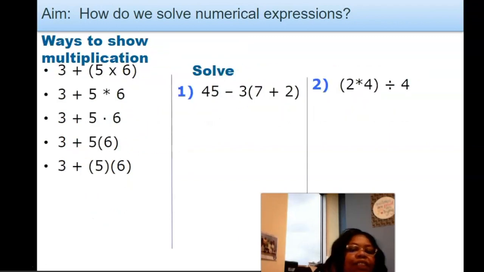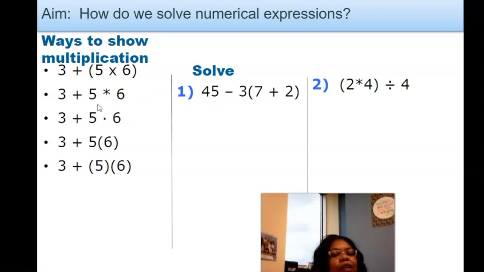So one of the things that you guys are going to see is different ways that we show multiplication. So you know that we can show multiplication with parentheses. We can also show multiplication with an asterisk, a dot, or with one set of parentheses or 2 sets of parentheses. So if you see that, it just means that you're multiplying. On your piece of paper, I want you to go ahead and work problem 1, pause the video, and come back when you're ready to check your work.